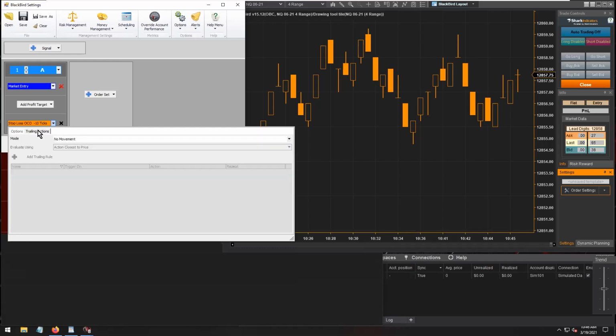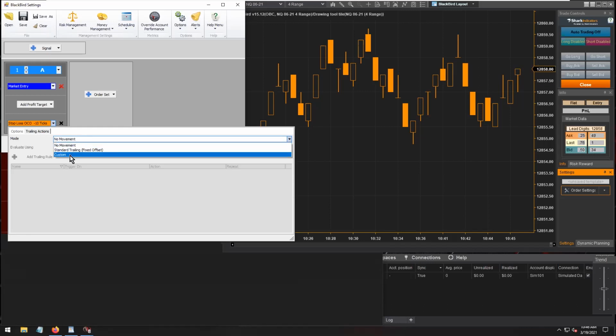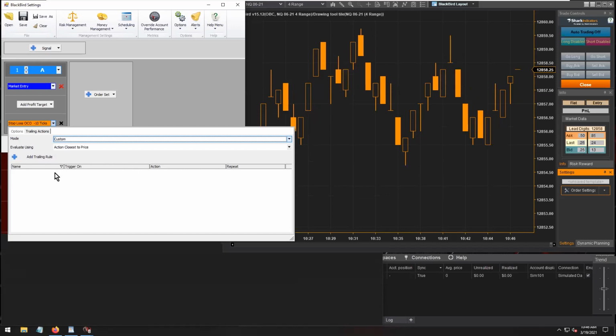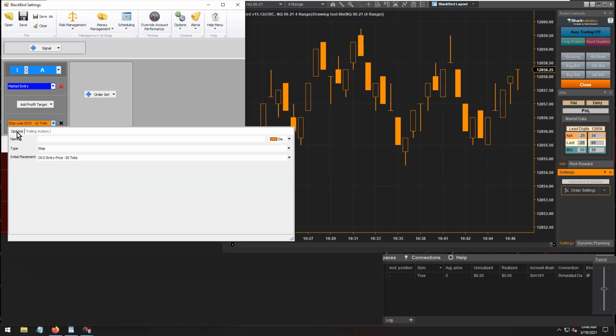Now let's go to the trailing actions there, and let's enable it. So we're going to set the mode to custom, and now we can start building a custom trailing stop loss. The other option here is the standard trailing fixed offset. If you notice, the keyword is fixed offset. Well, what is that fixed offset? That's determined by your initial placement. So in the initial placement, we started with a 20 tick offset stop loss.